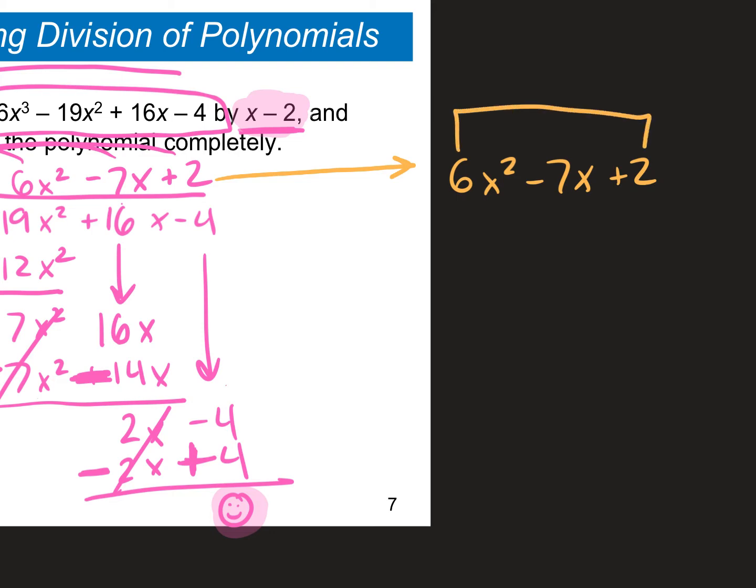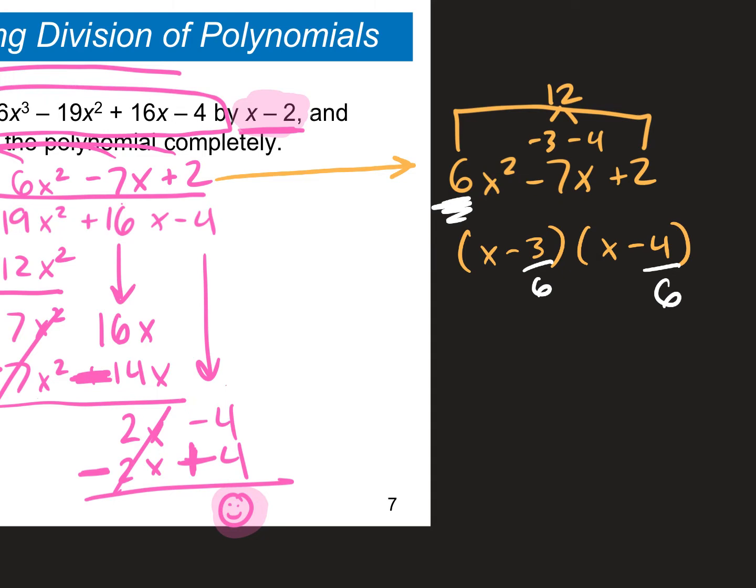How would I factor this? Awesome. We start by multiplying the first times the last, so that would be 12. And what are two factors of 12 that add to negative 7? Negative 3 and negative 4. So I would have x minus 3, x minus 4. What do I have to do next? Divide by 6. Since I started by multiplying that 6, I have to make sure I divide by 6. What do I do next? Simplify the fraction. So this 3 over 6 becomes 1 over 2.